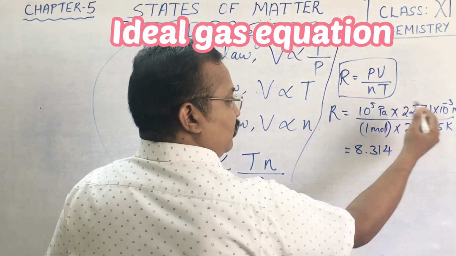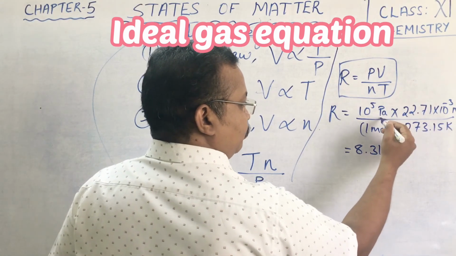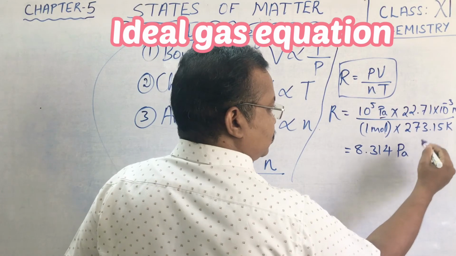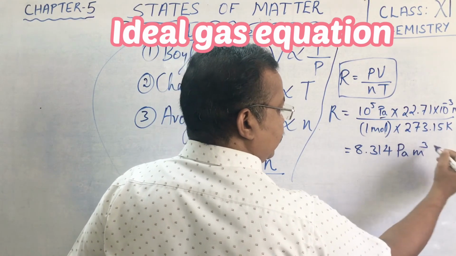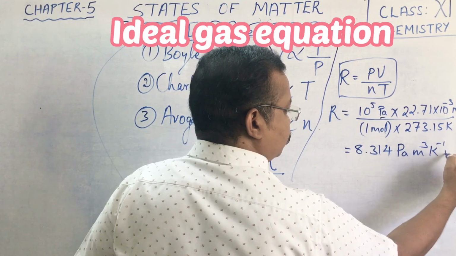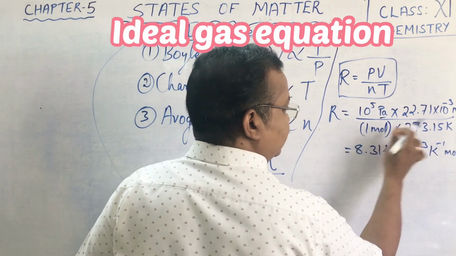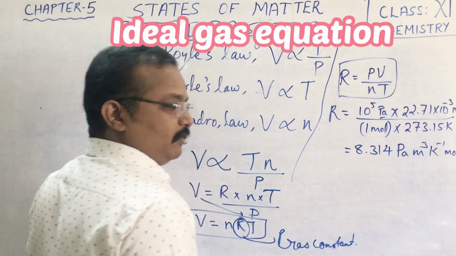So when you calculate this, we get the gas constant R as 8.314, and the units you have to write are Pascal, then meter cube, then K inverse, mole inverse. Since they are in the denominator, you write K inverse, mole inverse.